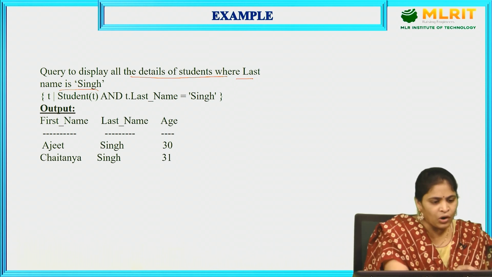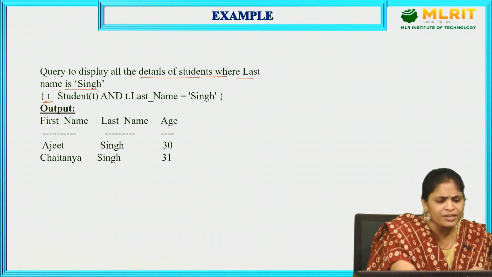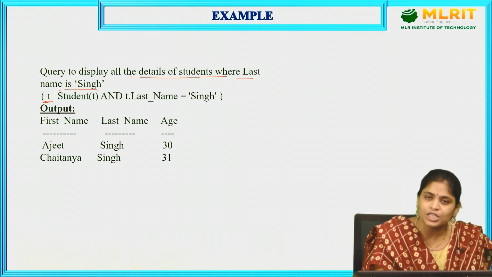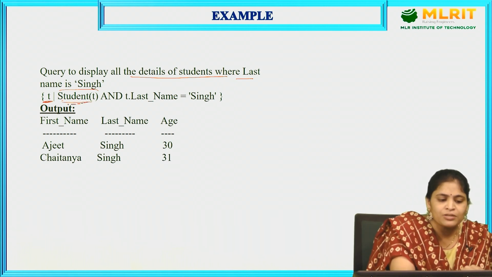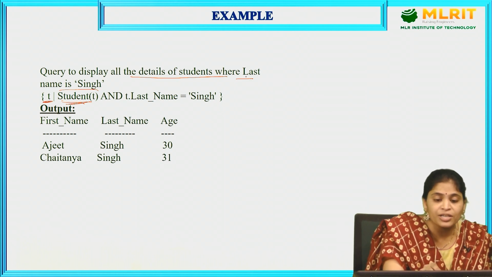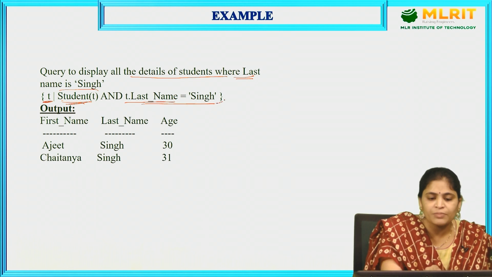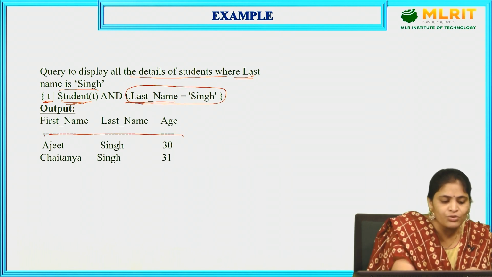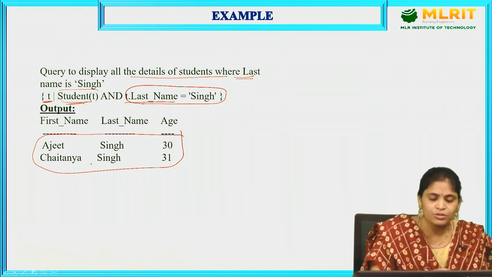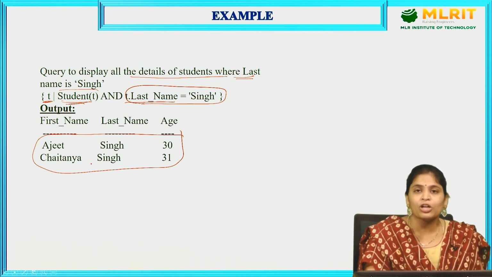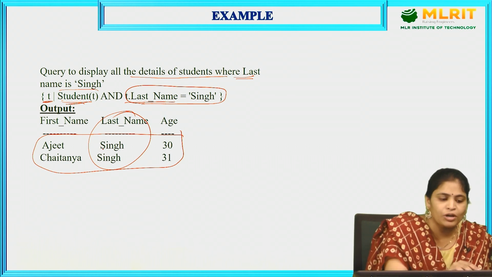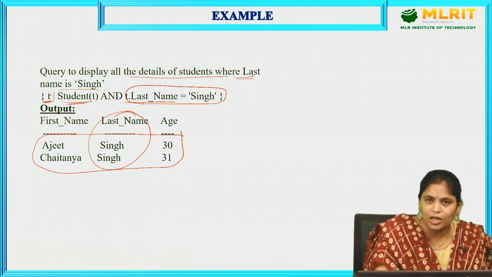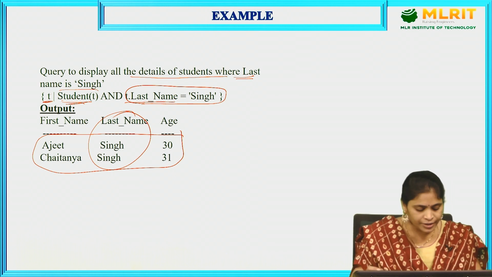So here, all the names means what? Here I didn't represent any particular column name. That's why I have represented only the variable t, of which table? Student table. And what is the condition here? Whose last name is Singh. So here t dot last name is Singh. Only these rows will be printed, the whole information. If I used to represent only one particular column, then I have to represent t dot last name, like that.